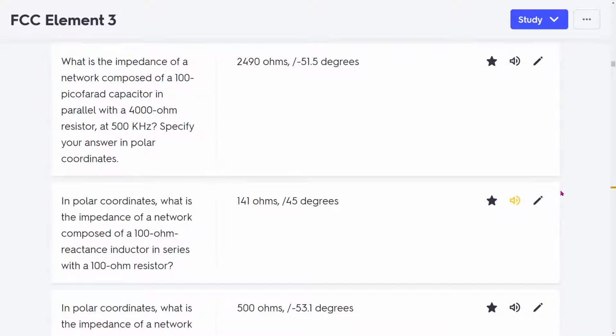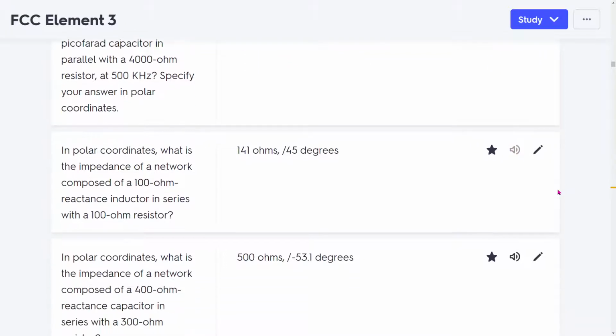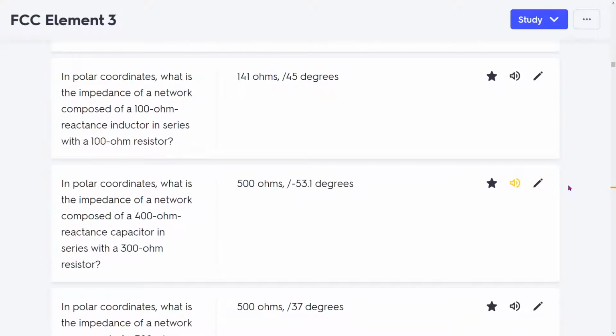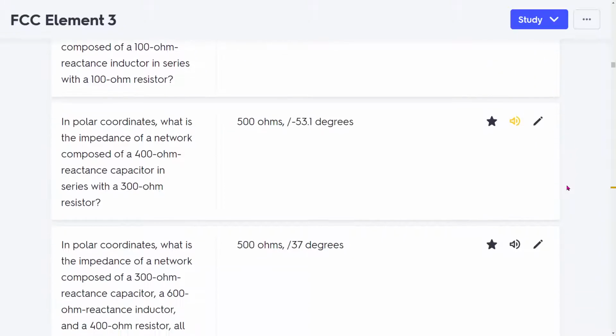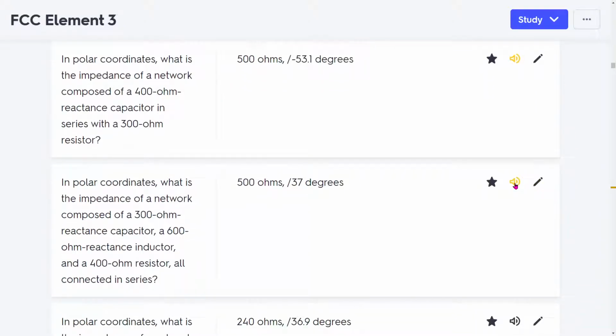In polar coordinates, what is the impedance of a network composed of a 100 ohm reactance inductor in series with a 100 ohm resistor? 141 ohms at 45 degrees. In polar coordinates, what is the impedance of a network composed of a 400 ohm reactance capacitor in series with a 300 ohm resistor? 500 ohms at minus 53.1 degrees.